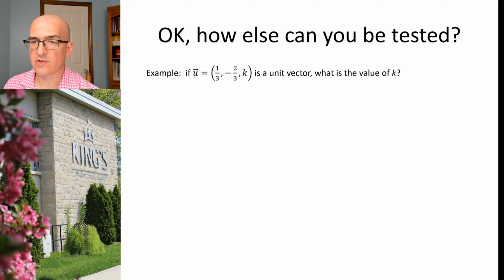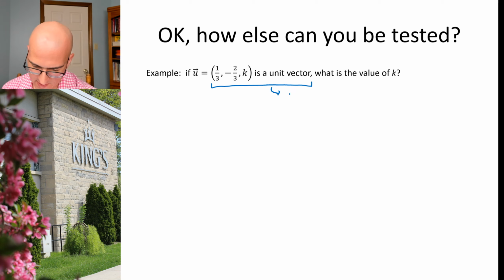We have a vector u given by 1/3, comma, negative 2/3, comma, k. So it's a 3D vector. We're told it's a unit vector. And based on the information, we're asked what must be the value of k. So u is a unit vector. This part means that the length of u equals 1.